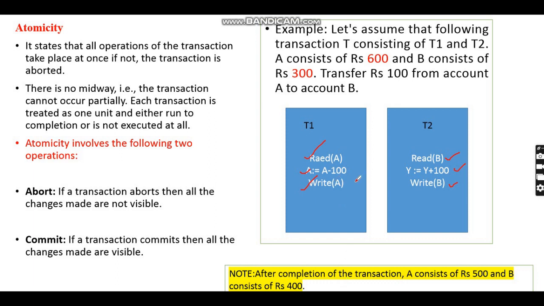But suppose, as I'm telling you, अगर यहाँ पे amount deduct होता है and the system fails over here, and it is not added to account B, then the database will go into an inconsistent state. That's why here we need to abort everything, right? So if a transaction aborts, then all the changes made are not visible. This is the concept of atomicity.